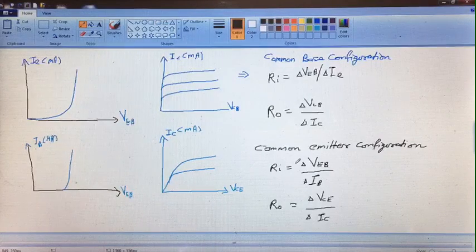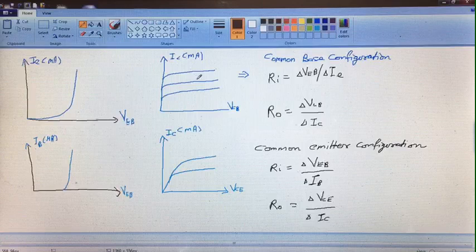Now we have studied the common base configuration and the common emitter configuration. This is the input characteristic of the common base configuration. This is the output characteristic of the common base configuration. This is our input characteristic of the common emitter configuration, and this is our output characteristic of the common emitter configuration.